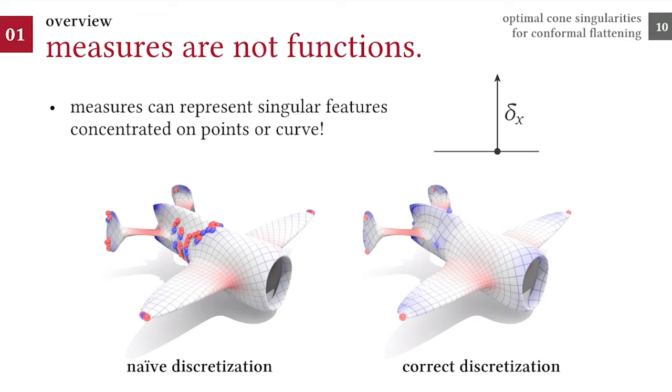Now, something which turned out to be quite surprising to us is that we really need to work with measures instead of just functions. Measures are like functions in a lot of ways, but they can also represent these singular features like spikes of curvature at a point or curvature really distributed along a curve. And this might seem like a small technical difference, but it really is the difference between success and failure. For instance, if we naively discretize using functions, we end up with singularity configurations that are spread out all over the surface. Whereas if we properly discretize using measures, we end up with just a few cones in just the right places.